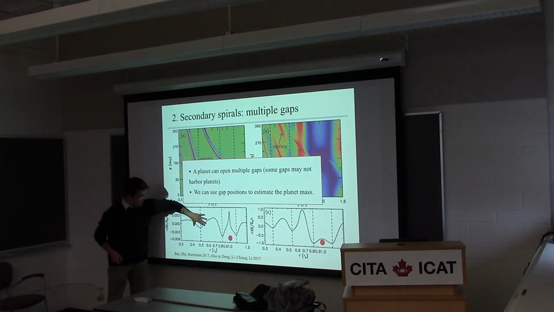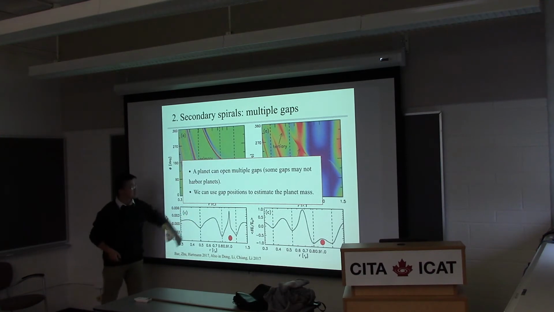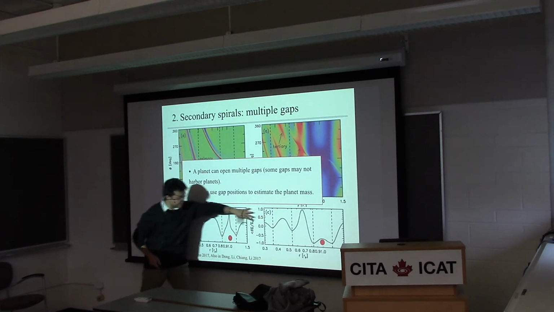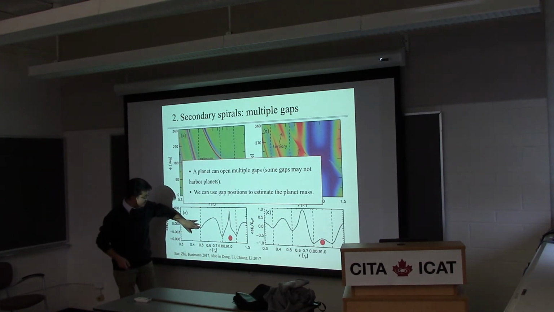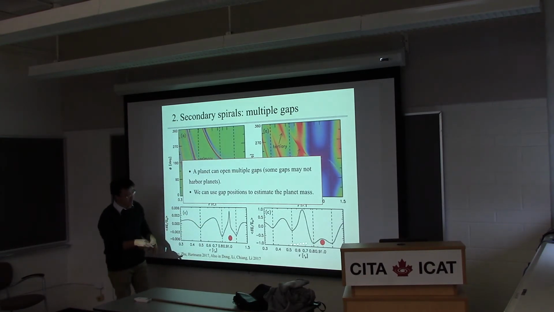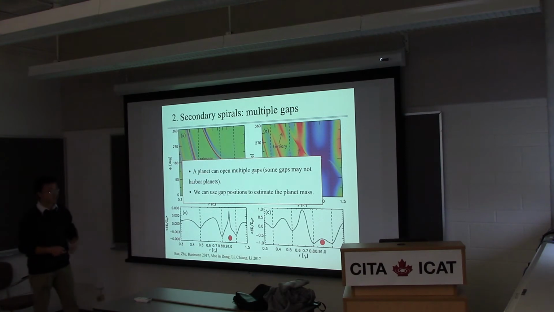If we see some gaps in disks, they may not harbor planets. And also we can use these gap positions to estimate the planet mass, because now you can see from here whether the gap appears, and the distance of the gap to the star or to the planet, depends on the planet mass. So we can use this to estimate the planet mass.